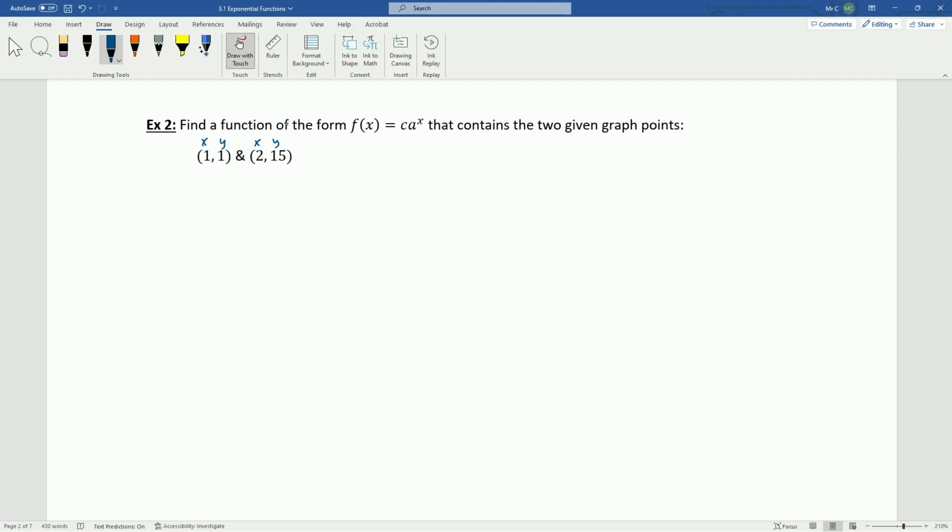So this is asking me to figure out what this function really looks like, what c and a are, knowing what inputs correspond to which outputs. So if we take a look at (1, 1) and I plug in this x and y value, I get 1 equals c times a to the first power. And if I plug in the point (2, 15), I get 15 equals c times a squared.